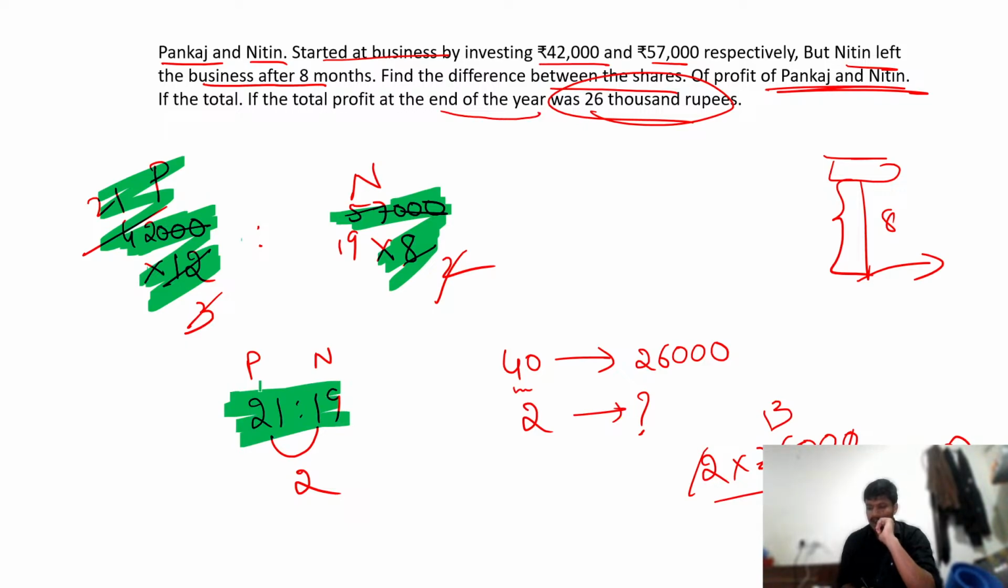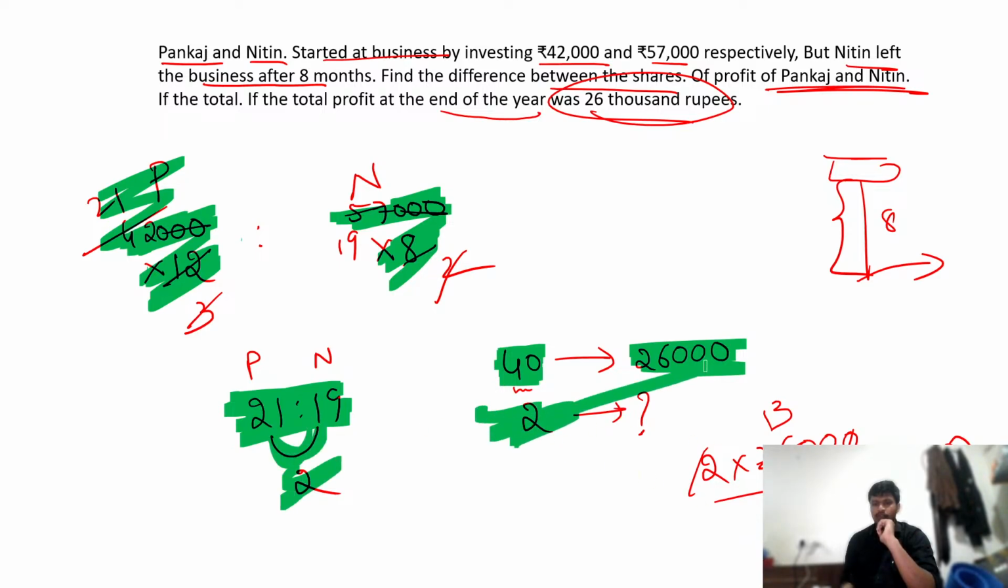And I know that I'm giving the profit to two persons, that is Pankaj and Nitin. So if I add all of them, I should get my total profit. So according to my ratio, profit is 40. But according to the original problem, profit is 26,000. What I want here is to find out the difference between the shares of Pankaj and Nitin, which is 2. So find out the value of 2 by doing cross multiplication. You will get your answer.